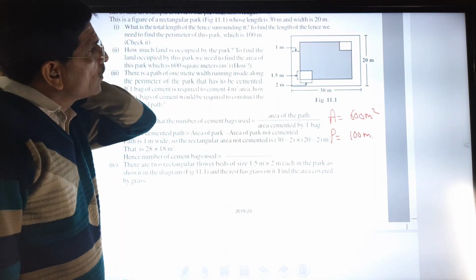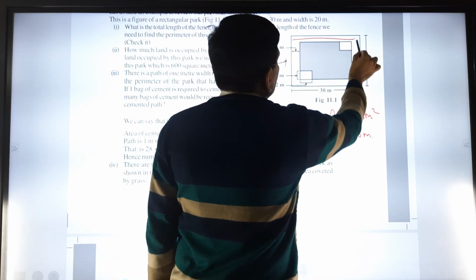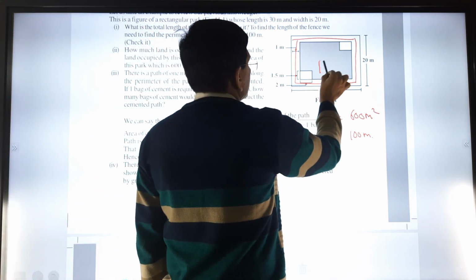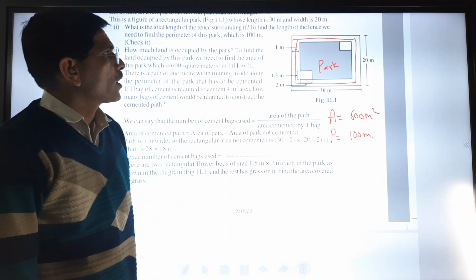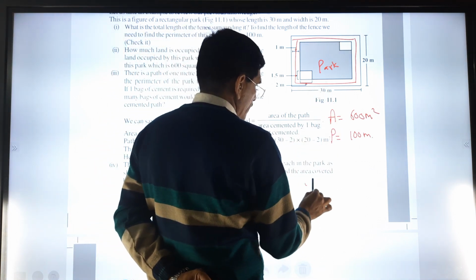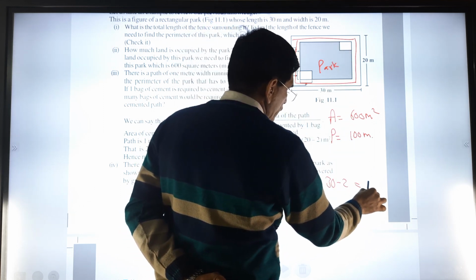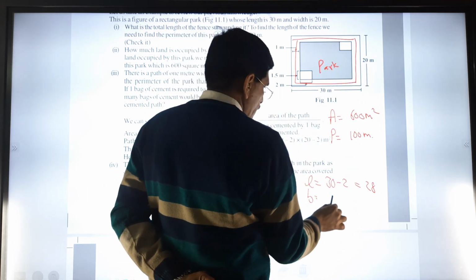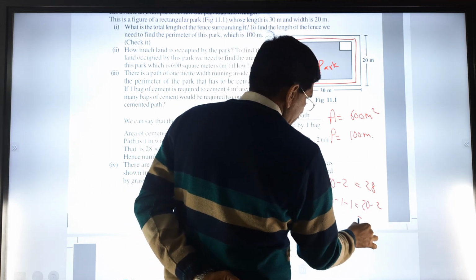Now the question is: here 1 meter, here 1 meter, here 1 meter, and here it is a park. What is the area of the park, or what is the perimeter of the park, if I want to find out? Then what do I have to do? The length of the park is 30, here again 1 and here again 1, so minus 2, that is 28. The breadth of the park is 20 minus 1 minus 1, that is 20 minus 2, that is 18.